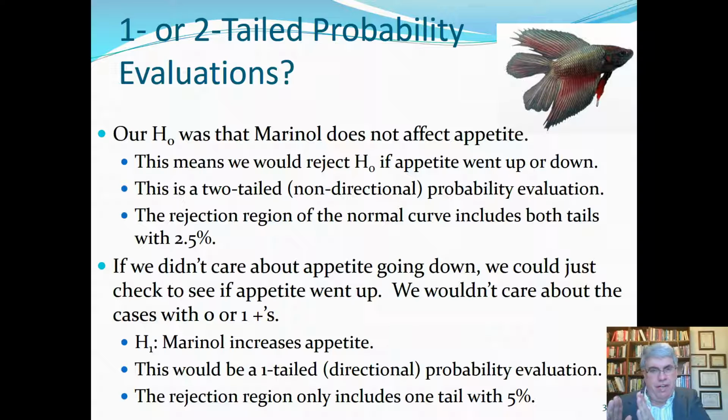So we should always make a directional hypothesis if we can. It's easier to reject the null hypothesis. But if we need to be concerned about both directions, or if we really don't know, then we have to make a non-directional hypothesis.